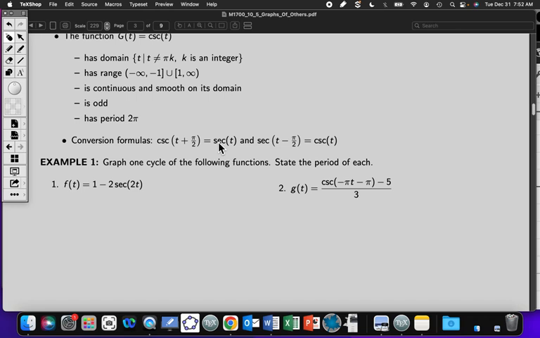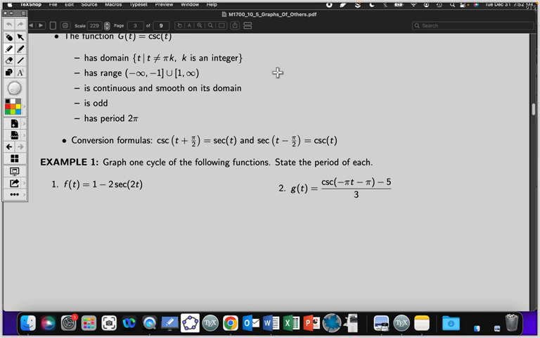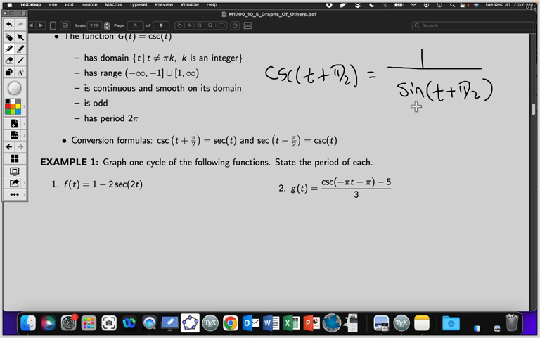And we have these conversion formulas. You can convert cosecants to secants and secants back to cosecants using the same conversion formulas we had for sine and cosine. So once again, if you wanted to go through and prove this, the cosecant of t plus pi over 2, I could write that as 1 over the sine of t plus pi over 2. The sine of t plus pi over 2, that's the cosine of t, because once again, sine and cosine are just these phase shifts of each other. And 1 over the cosine of t, that gets you back to the secant of t. Okay, and the other ones prove the same way.